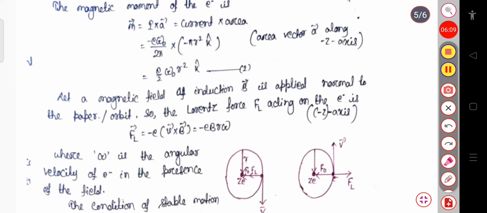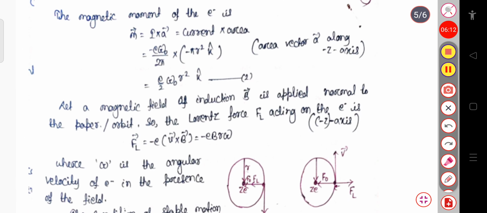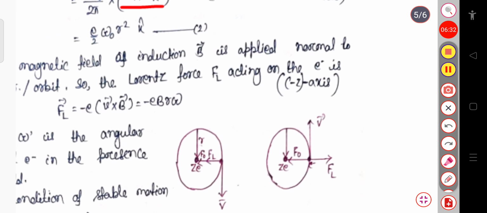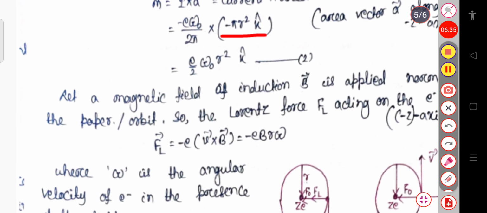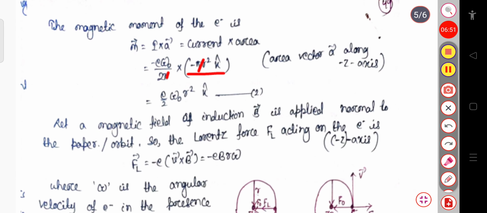Now the magnetic moment of the electron can be calculated as the current into the area, and here we have calculated the value of the current equal to minus e omega naught divided by 2 pi. Our area will be pi r square into minus k cap because of the minus z axis direction. Now if I multiply this minus sign with this minus sign, it gets cancelled, and the pi gets cancelled. So this will be e by 2 omega naught r square into k cap. This is your magnetic moment of the electron.